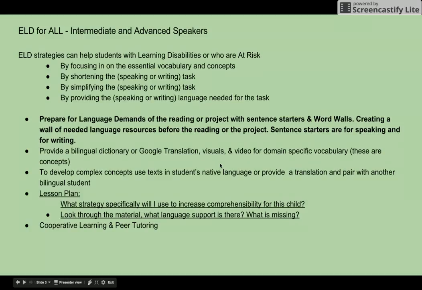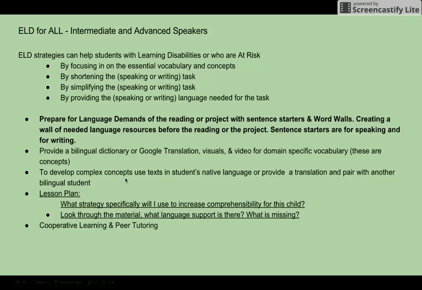I think adding that to visuals and also finding video for domain-specific vocabulary, because these are usually concepts that you can't understand through a definition in any language. It's more of something you need to see to kind of grasp the concept.